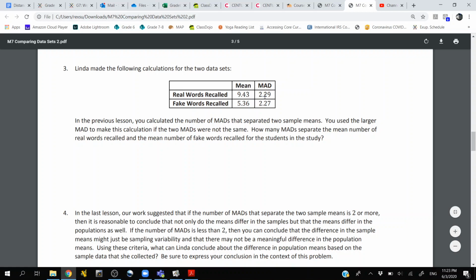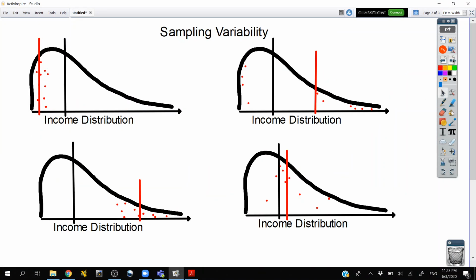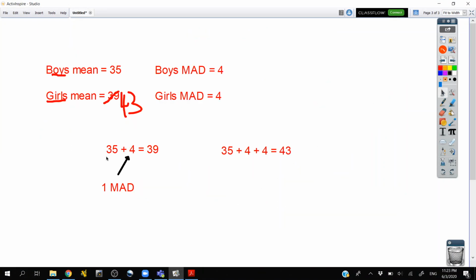We'd use that. How many MADs separate the mean number of real words recalled and the mean number of fake words recalled for the students in the study? So we have mean real words, mean fake words, and we have a mean absolute deviation. Use the larger one. How many deviations away are these? This is a question just like this type of one, where here the girls plus 1 mean absolute deviation equaled the boys, so that was not significantly different.